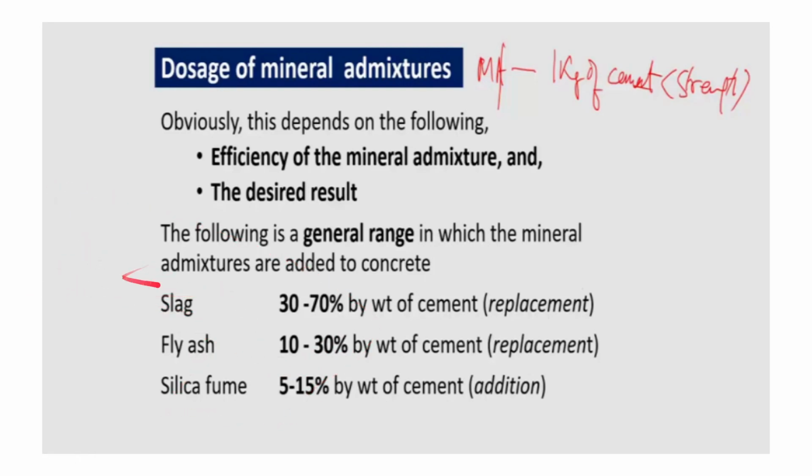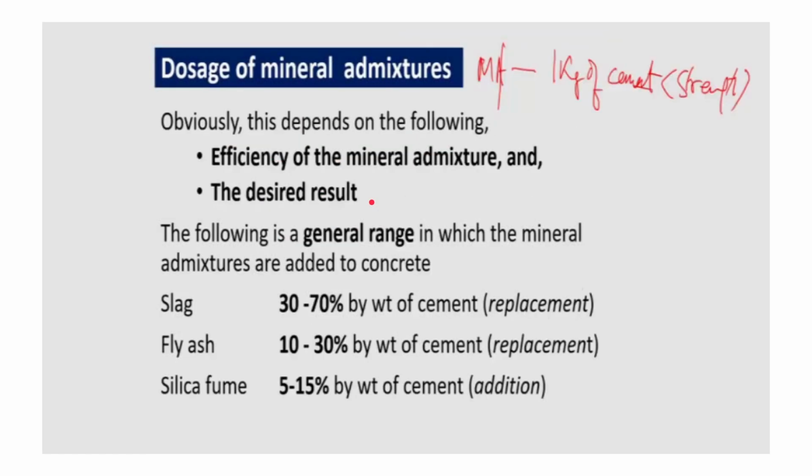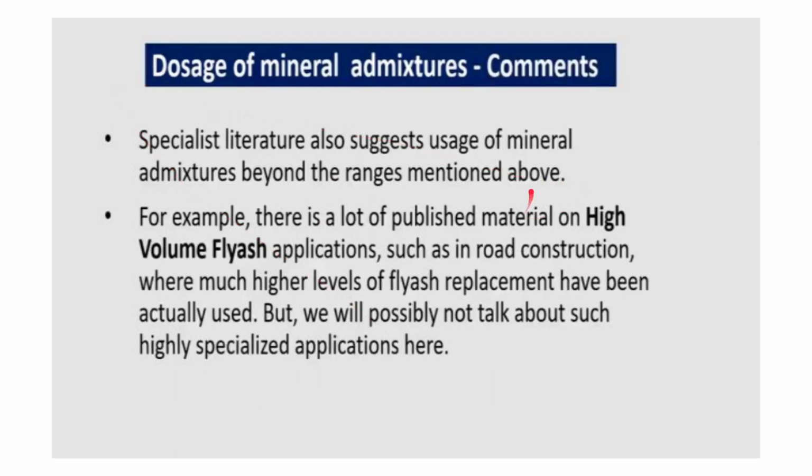So maximum slag can be replaced, because it mainly contains calcium as well as silica, which is lesser in case of fly ash and even lesser in case of silica fume. Even so, apart from these ranges, some special literature has suggested use of mineral admixtures beyond these ranges as well. For example, in high volume fly ash applications such as road construction, higher levels of fly ash replacement have actually been used, but those are beyond the scope of this subject.